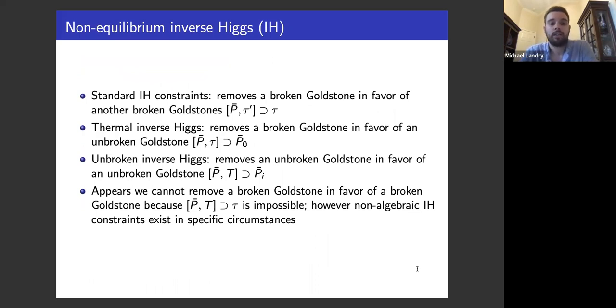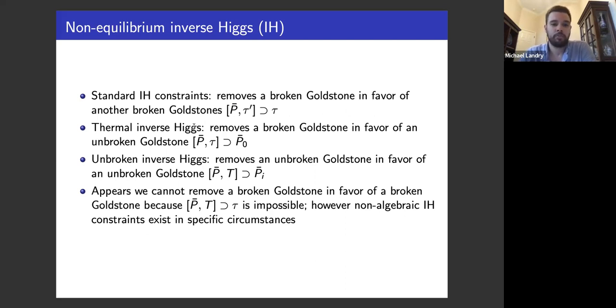So before, inverse Higgs constraints would remove a proper unbroken goldstone in favor of an unbroken goldstone, because that's all there were. And it's related to this algebraic condition. So if you have an unbroken translation and some sort of broken generator, and the commutator of these gives rise to some sort of terms over here that involve some other unbroken generator, then you can impose an inverse Higgs constraint and remove an extraneous goldstone. There are other examples of how this can work, though.